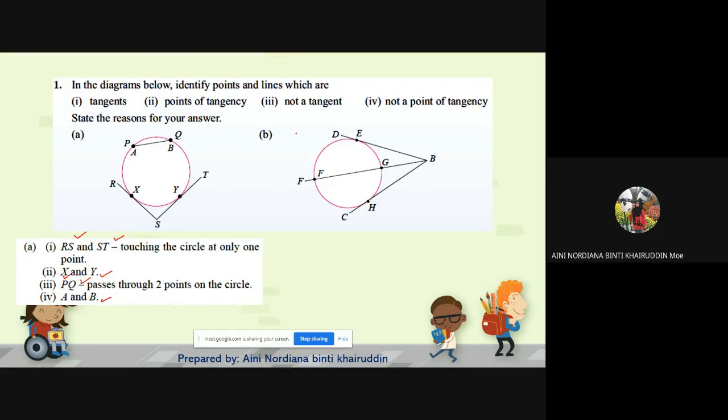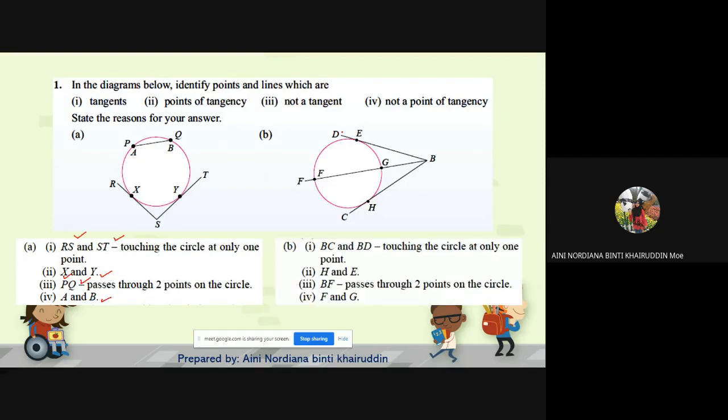Okay, for B, BD and BC is a tangent. Okay, BC and BD tangent. So of course E and H are the point of tangency. So BF not a tangent, and point F and point G not a point of tangency. Okay, I hope you understand this.